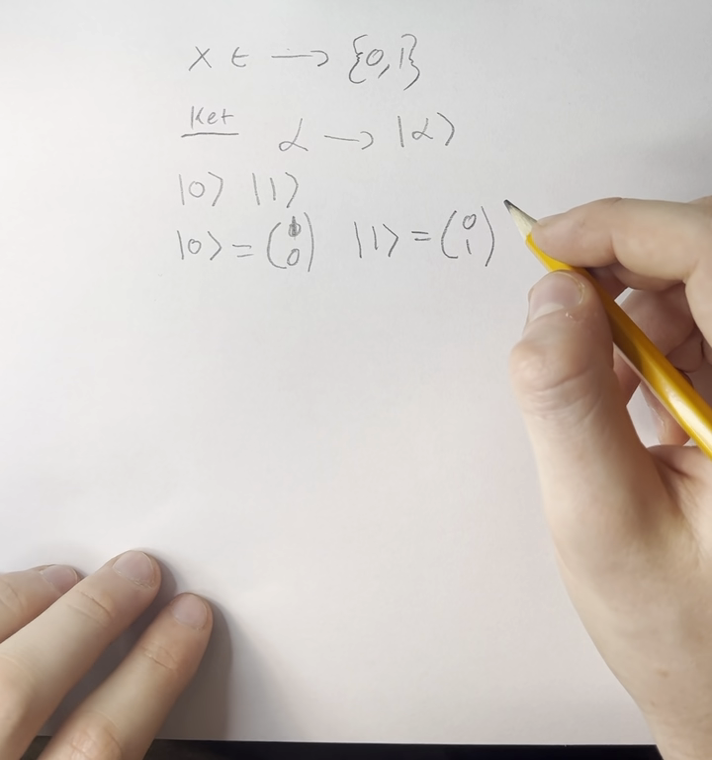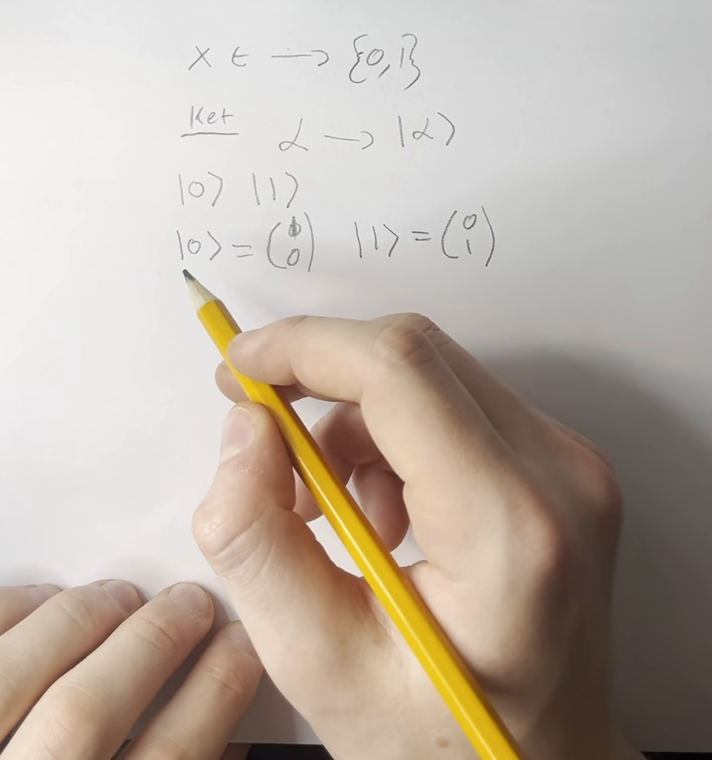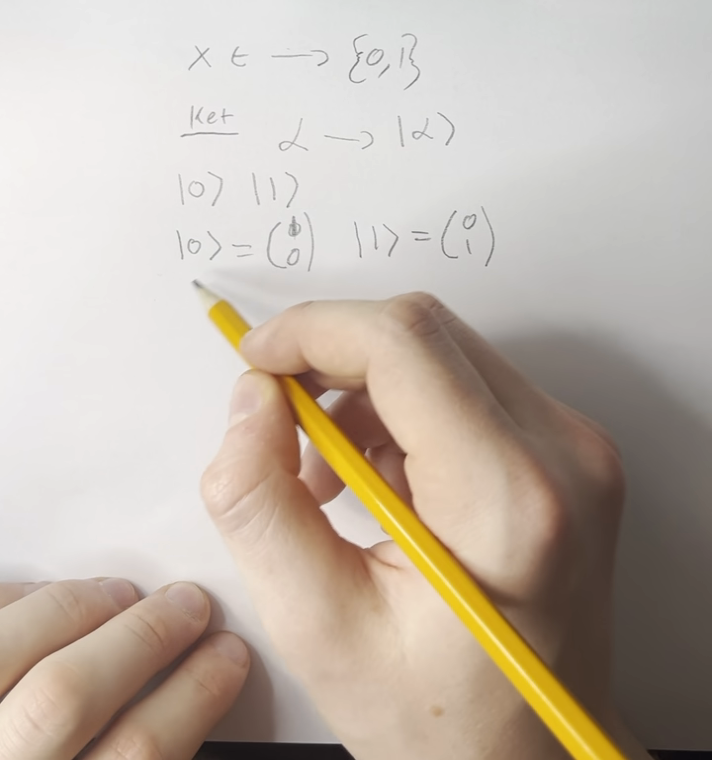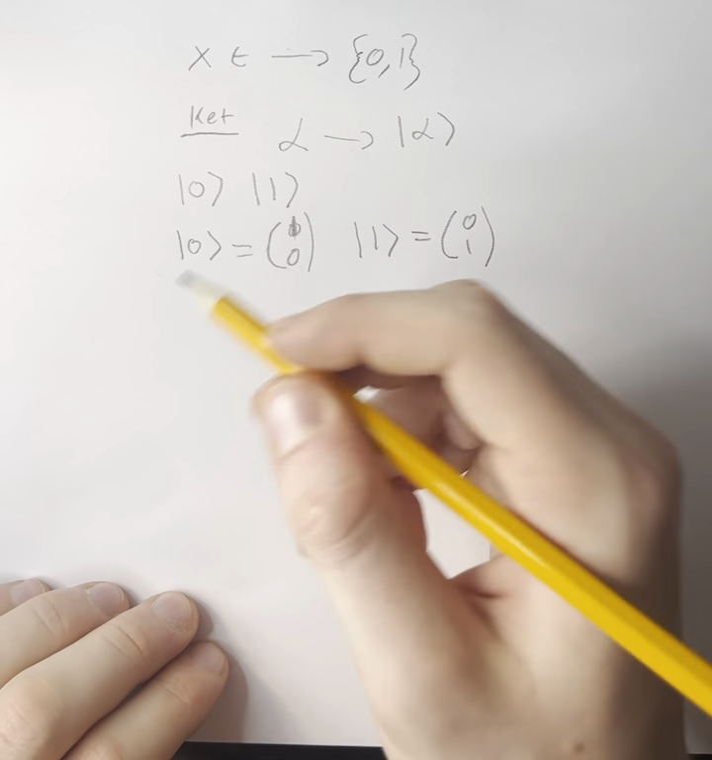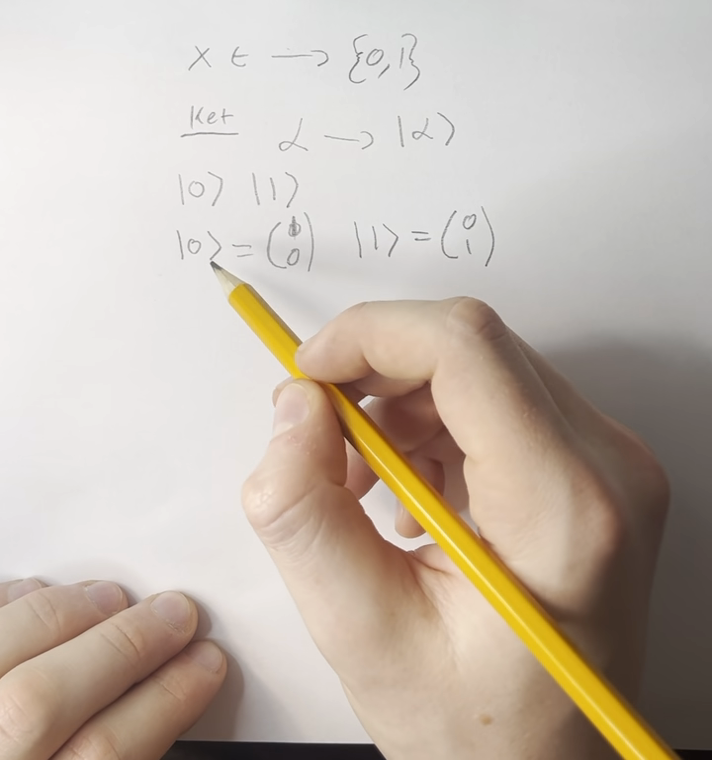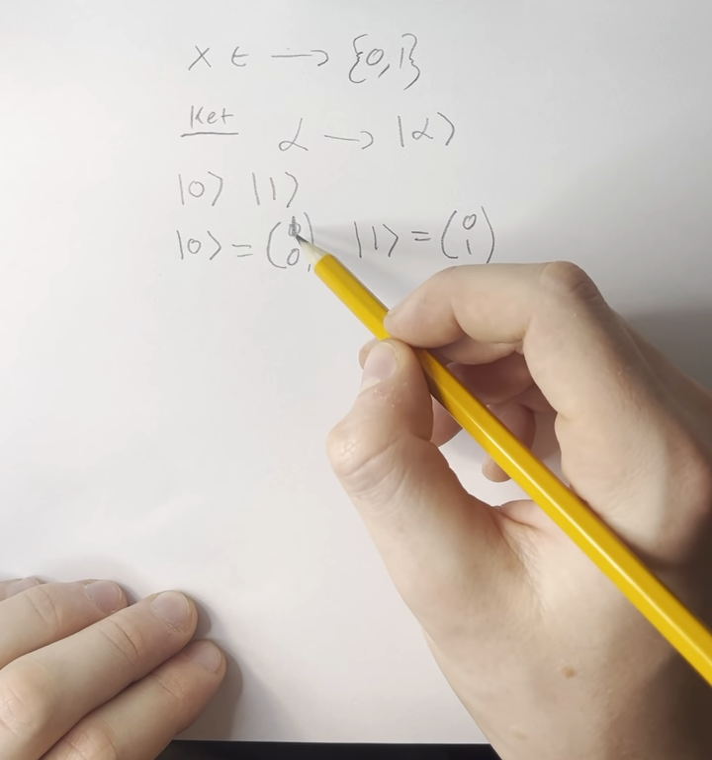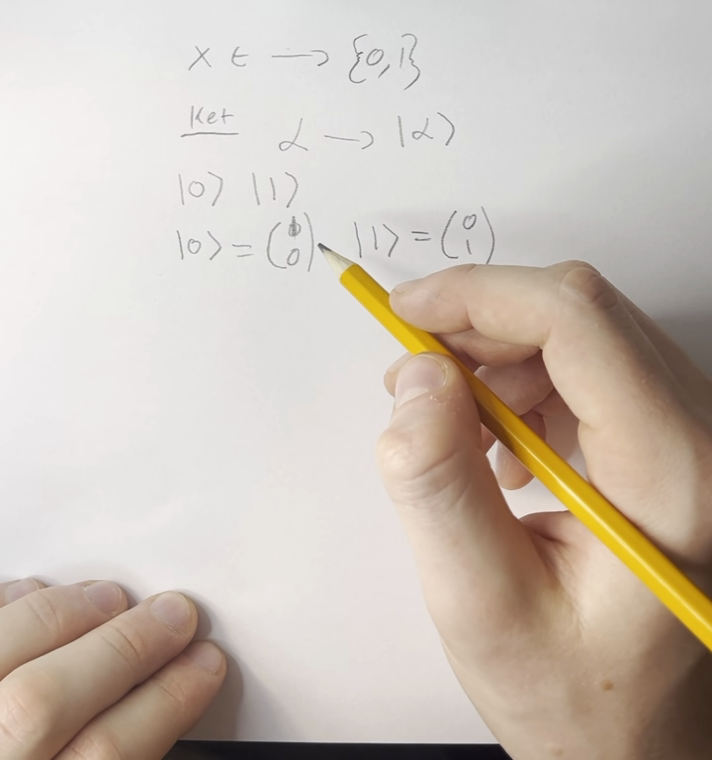So let's say you flip a coin and it lands on this. Then you could represent heads, for example, heads or tails. You could represent the heads as 0, and then that would be represented as this sort of vector.